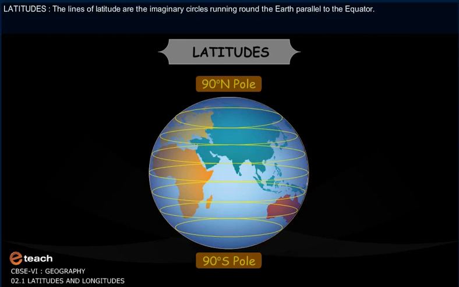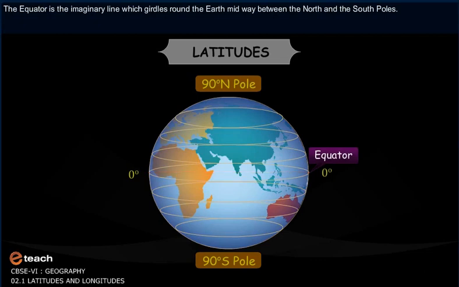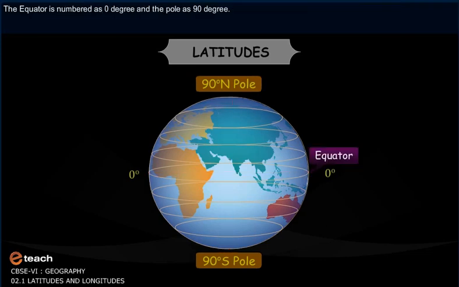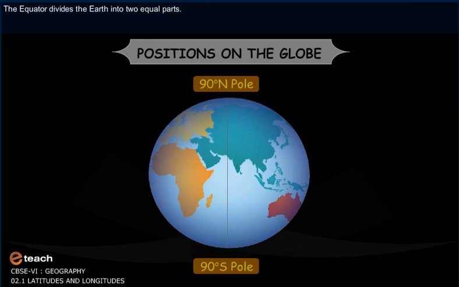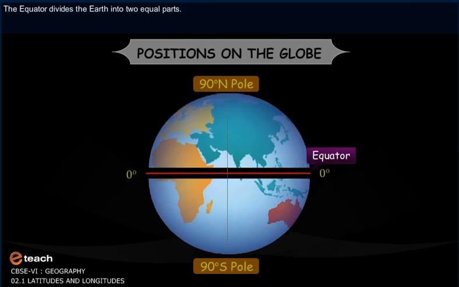Latitudes. The lines of latitude are the imaginary circles running around the Earth parallel to the equator. The equator is the imaginary line which girdles round the Earth midway between the north and the south poles. The equator is numbered as 0 degree and the pole as 90 degree. The equator divides the Earth into two equal parts.